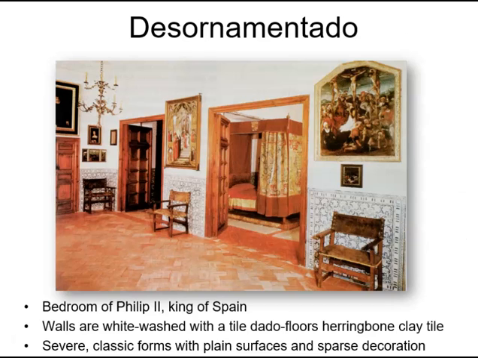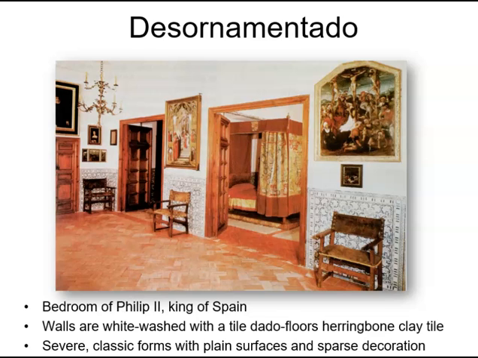This would be an interior in the Desornamentado style. It is the bedroom of Philip II, King of Spain. The walls are whitewashed and there is a tile dado. So here we're seeing the tile dado right here. We're also seeing this beautiful floor created with clay tile and a herringbone pattern.